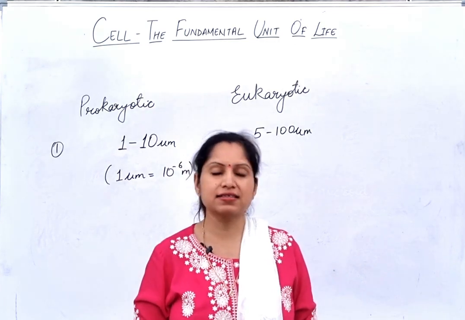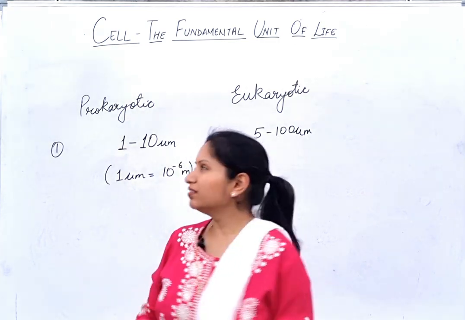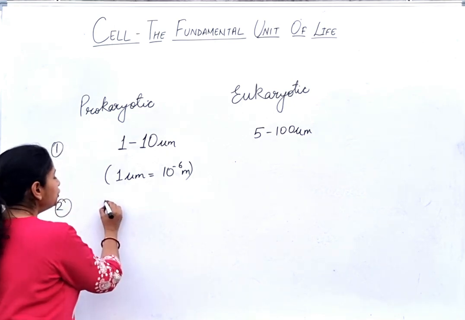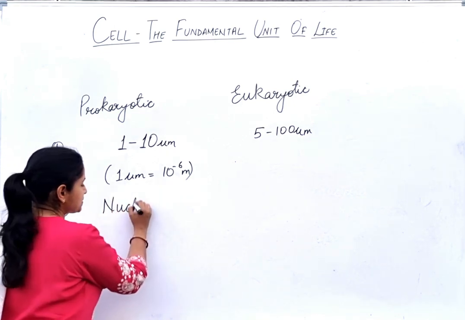That is the size of the cell. Now, the basic difference between prokaryotic and eukaryotic is that the nuclear membrane is absent in prokaryotes.